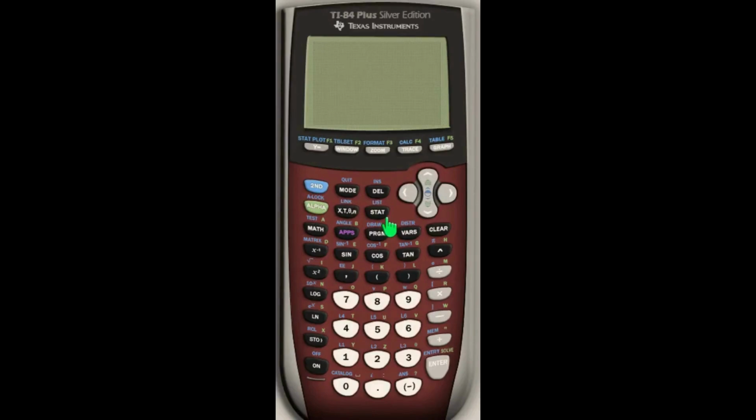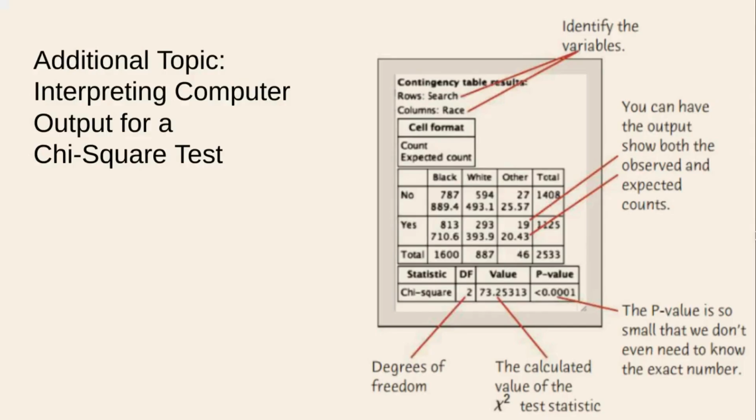So here we are again. Let's go to second distribution, chi-square CDF, and we will say 4.14. That's going to be our lower. Our upper is 10 to the 99. Degrees of freedom we would say is 2. We hit paste, and bada bing, bada boom. Another pretty high p-value, so we probably would not reject the null hypothesis in this case either.